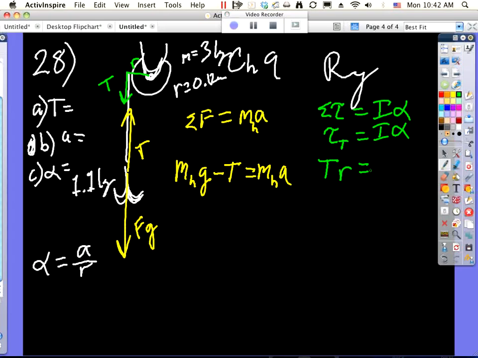And then what is the moment of inertia of a uniform solid flat disk? Well, do you have to memorize this? No, of course not. It's on page 254 in your book. So I put 1/2 MR squared, right, alpha.